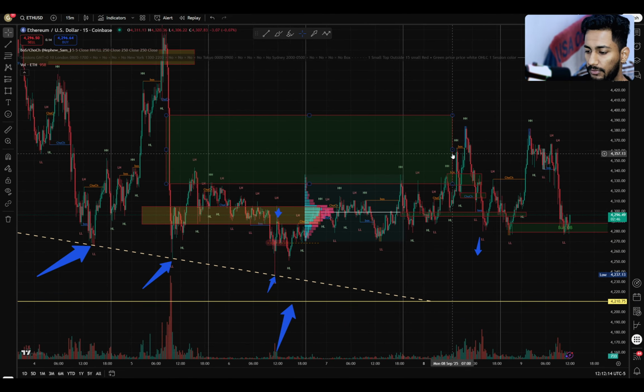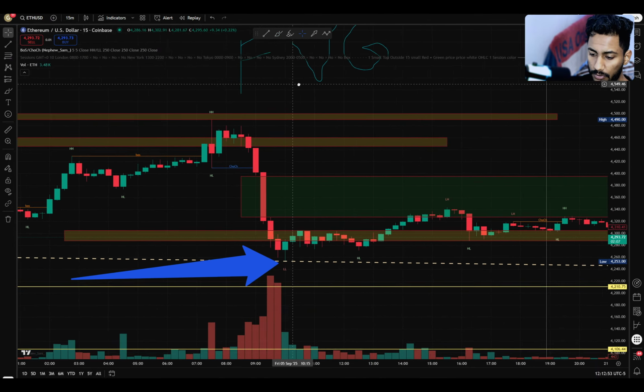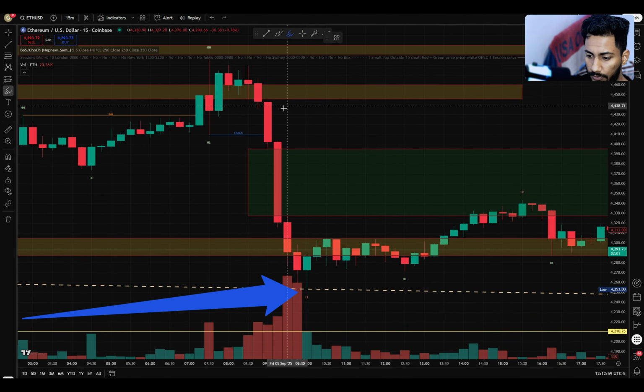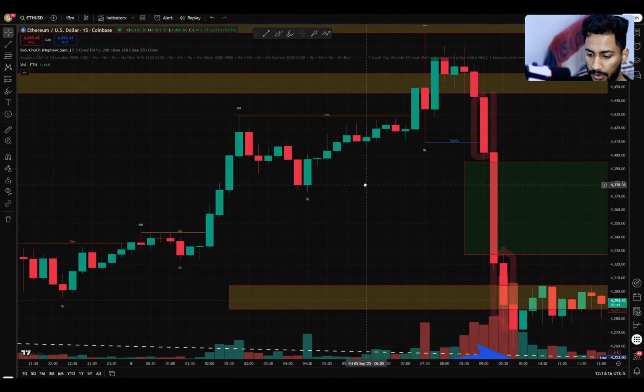So to identify a fair value gap, which we also consider as FVG, I write it here. You guys can say FVG, fair value gap. So how are you gonna mark it? First, take the first candle over here and take the third candle over here. If you guys can see, look at this area.